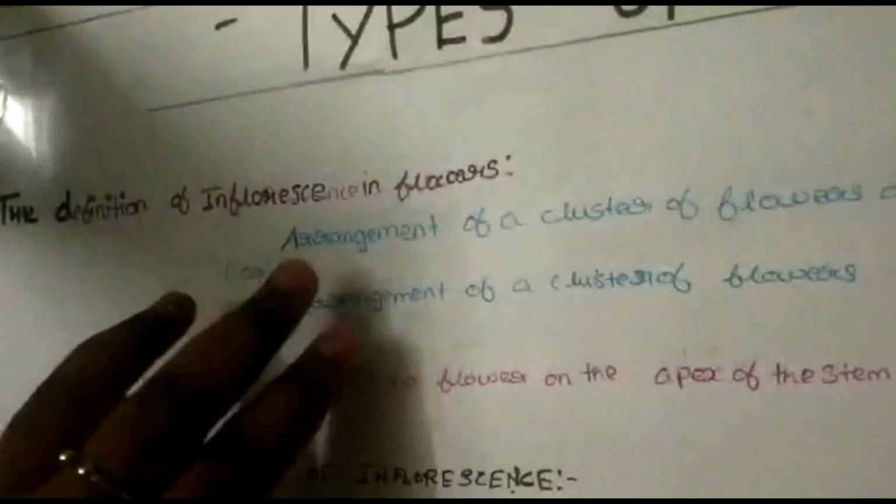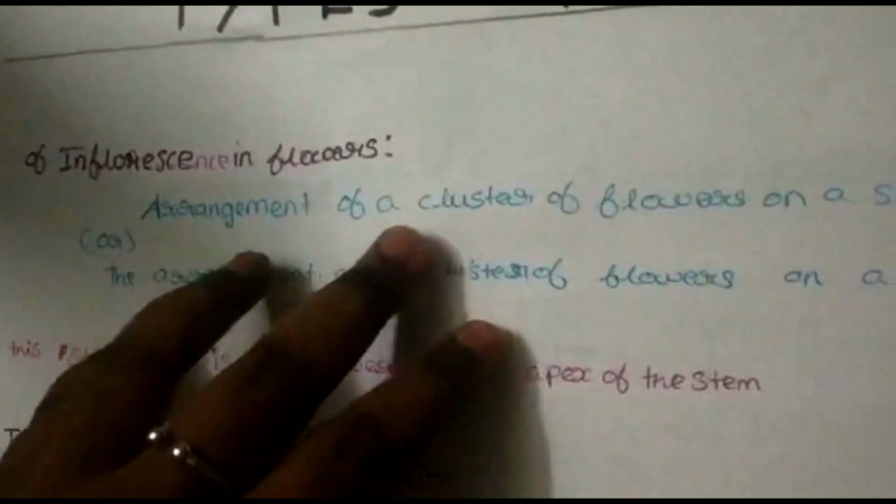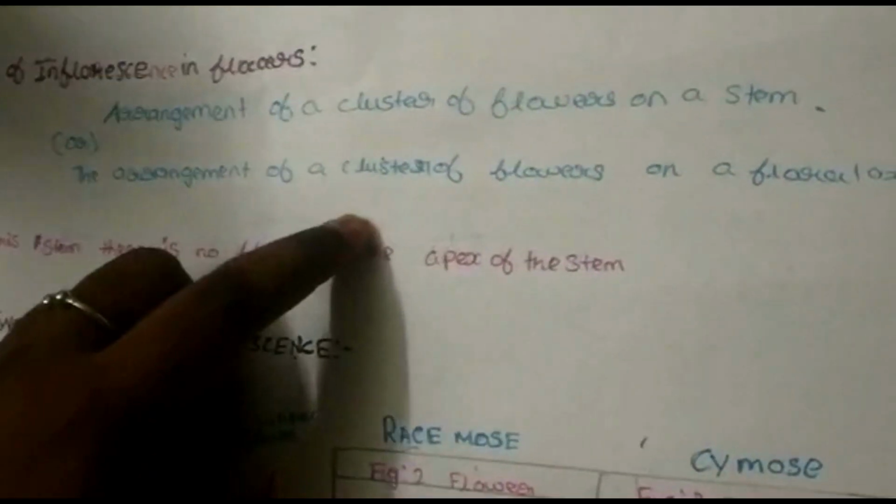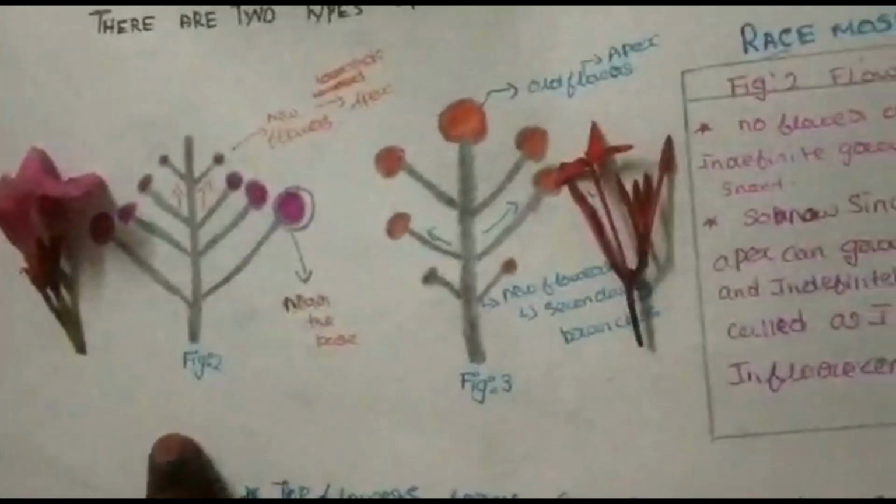The definition of inflorescence in flowers: the arrangement of a cluster of flowers on the stem. Another statement is: the arrangement of a cluster of flowers on a floral axis.